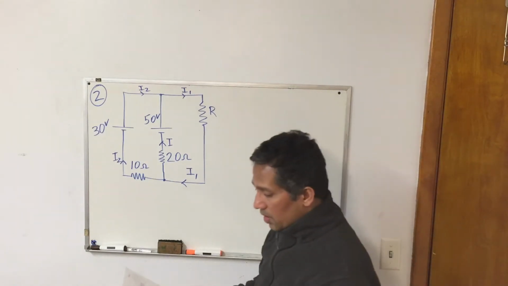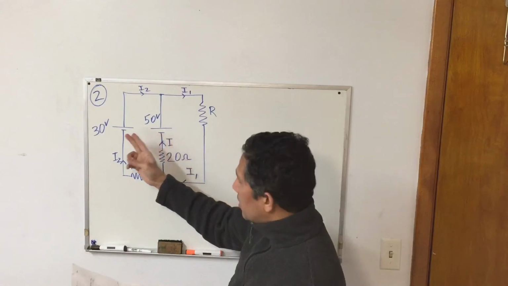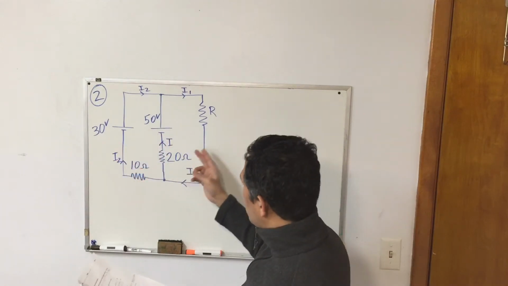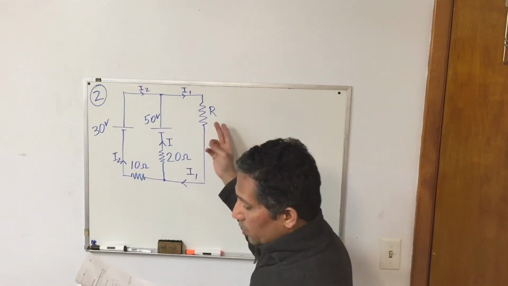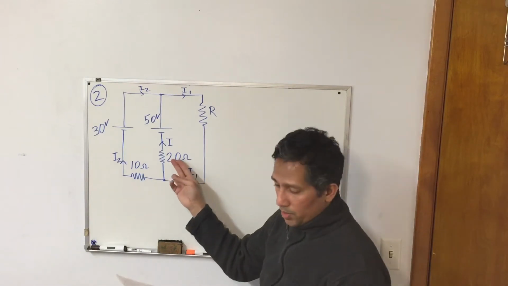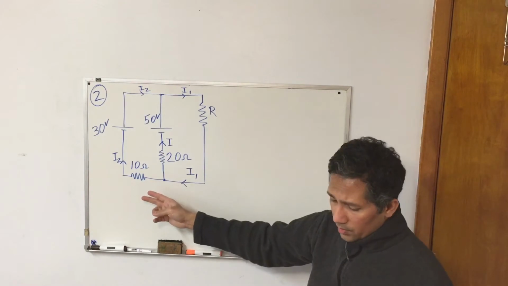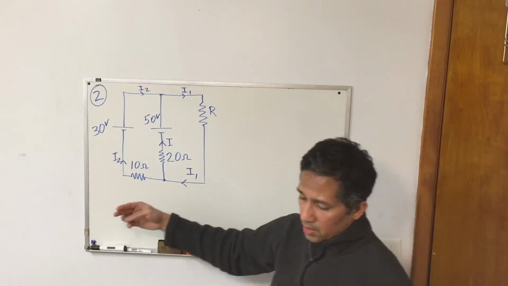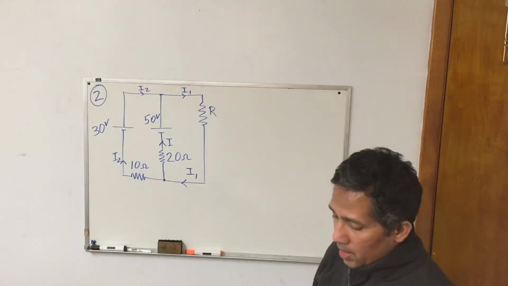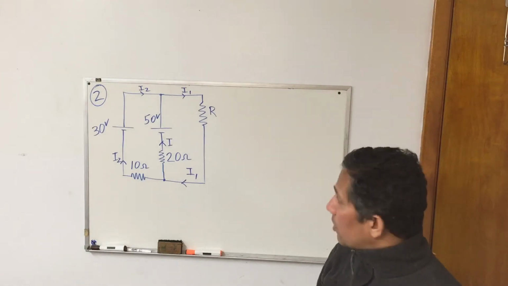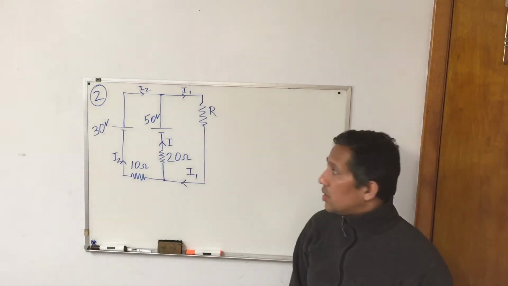As you can see from the circuit, you have a 50 volt battery, a 30 volt battery, a resistor R whose value we do not know, a 20 ohm resistor, and a 10 ohm resistor, and we are required to find the value of the current through the 10 ohm resistor. There are different ways of doing the problem, but this is what I proceeded to do.